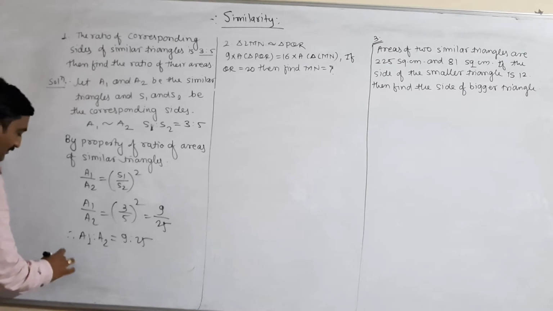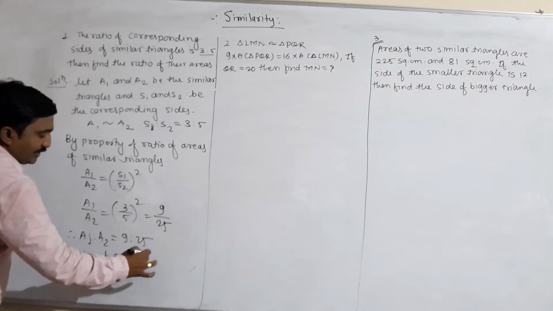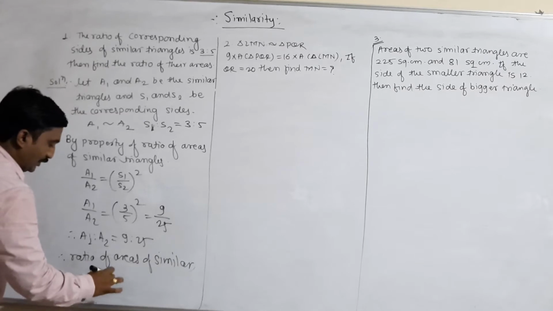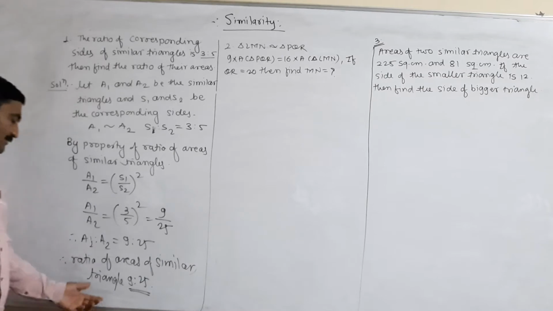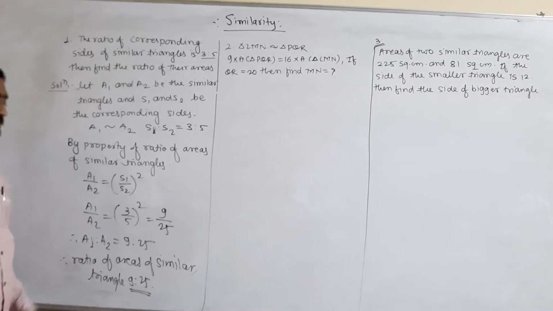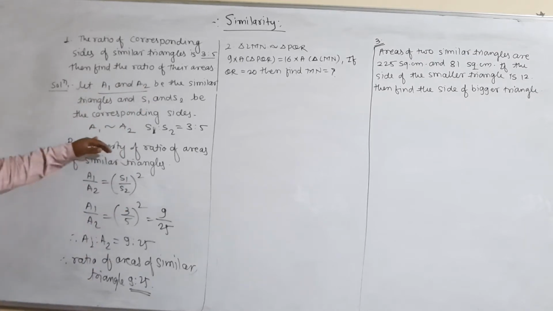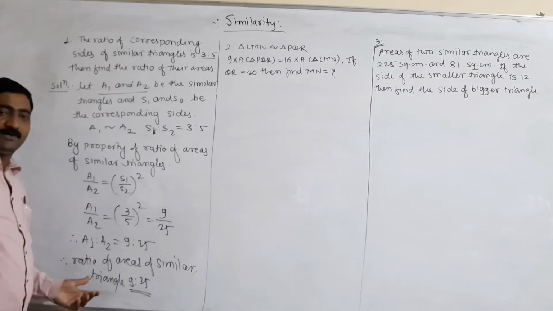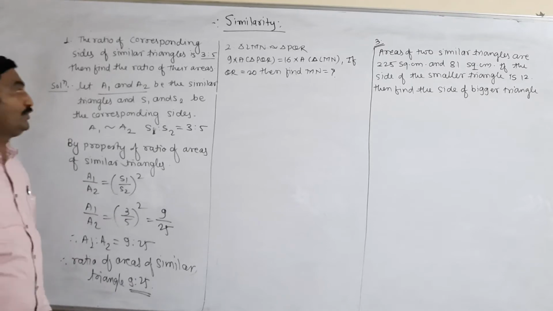So lastly write therefore ratio of areas of similar triangles. Ratio of areas of similar triangles is 9:25. त्याचं गुणोत्तर काय आलं 9:25. अशा पद्धतीने मला काय केलं A1 A2 हे दोन आपण त्रिकोण समरूप त्रिकोण मानले S1 S2 त्यांच्या corresponding sides चा रेशो. So in this way this is the solution of first example. The last answer is that the ratio of areas of similar triangles is 9:25.